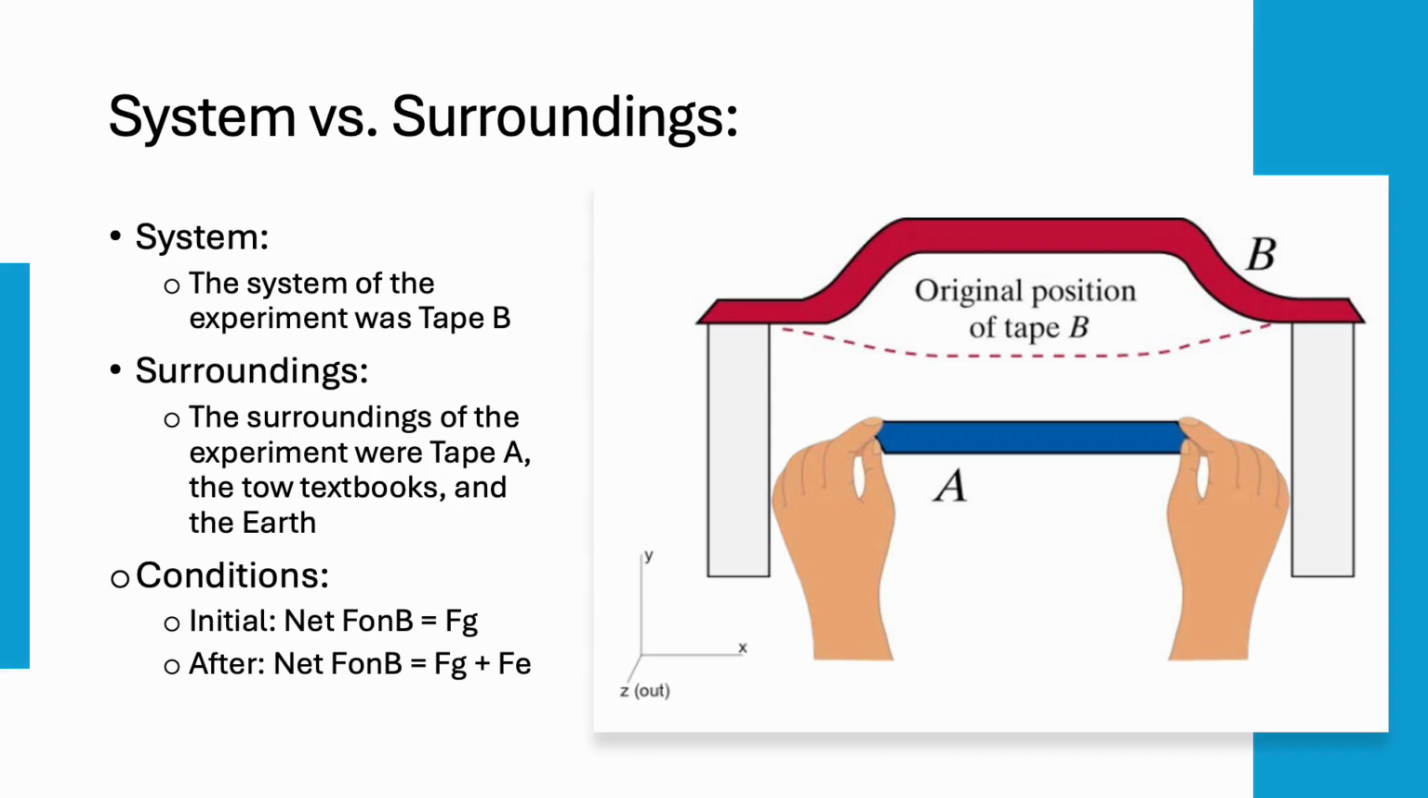Here are the systems and surroundings of my lab. The system is just tape B. The surroundings are everything else, such as tape A, the textbooks, and the earth. The initial conditions were that tape B was being pulled on by gravity, but after tape A was brought near it, it was now also feeling the electric force from tape A.